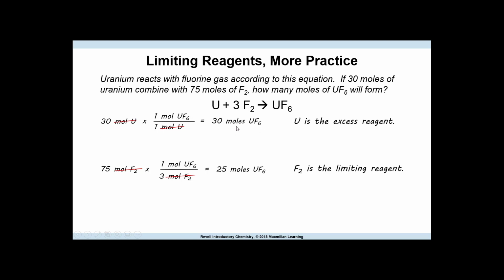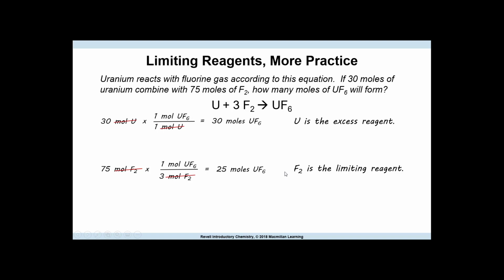And you go through the same steps of dimensional analysis. Never changes. So in this case, we set up 30, we do the ratio, we produce 30 moles of uranium hexafluoride, and here we do 75 moles with the ratio of 3 moles of fluorine to 1 mole of our product, and it produces 25 moles of uranium hexafluoride. So this is the product. We have a smaller amount of product here.